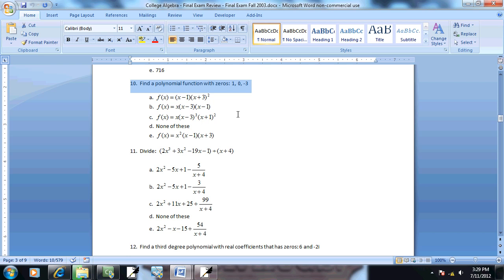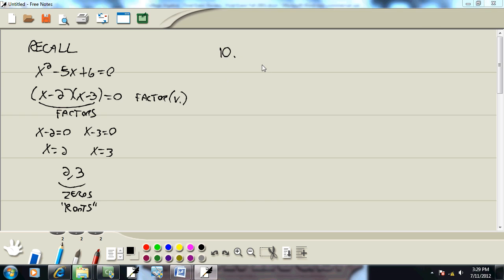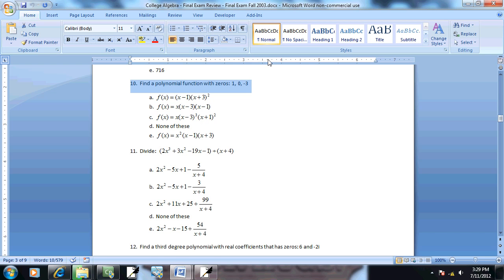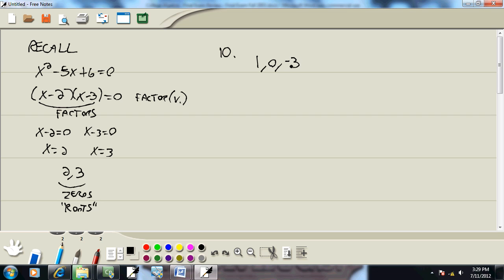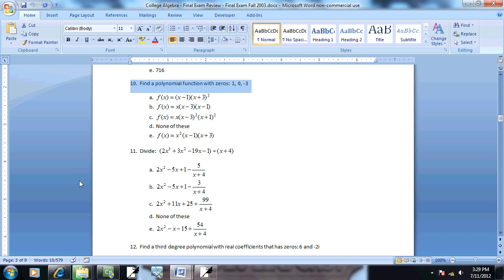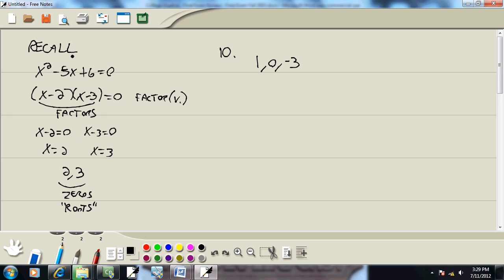Okay, so now let's look at this problem. Number 10 says find a polynomial function with zeros 1, 0, and negative 3. What they're doing is they're starting down here. They're giving us the zeros, and they say find a polynomial function. So they want us to go in reverse. Well, if we think of the steps here, going from this 2 comma 3, we put x equals next to the answers. So we'll do it here. X equals 1, x equals 0, and x is equal to negative 3.